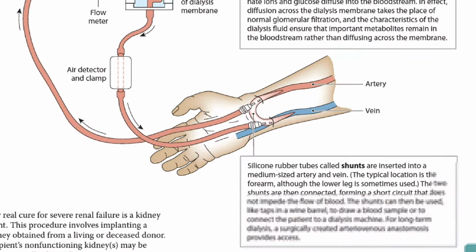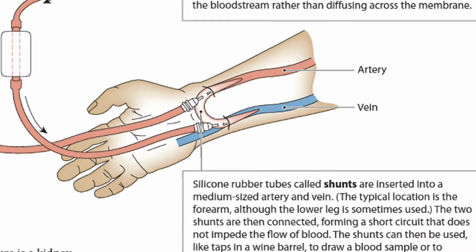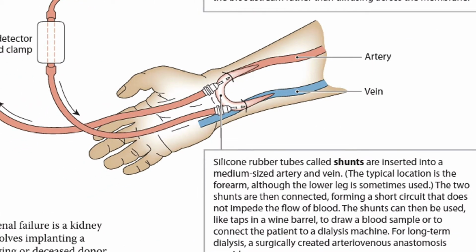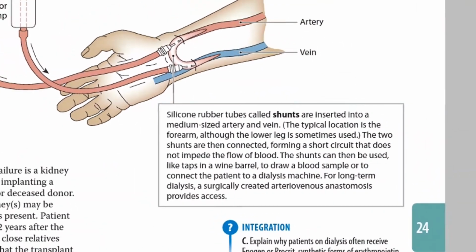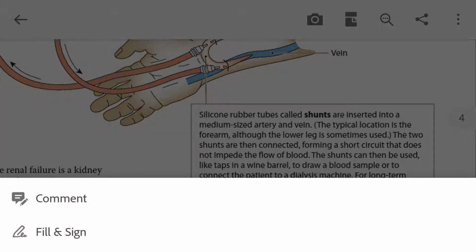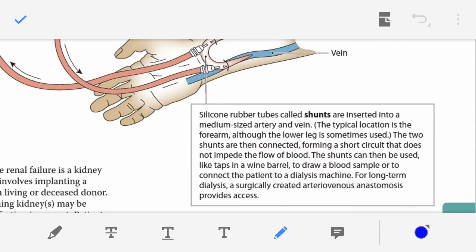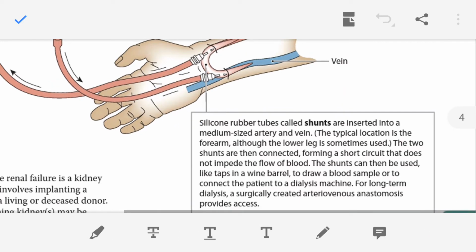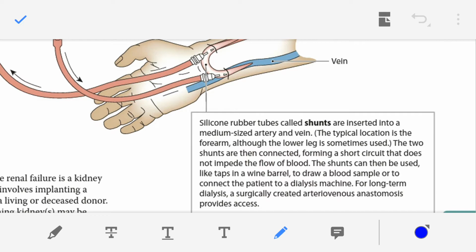Now see here, this is the patient's hand, and you can see the artery and vein. Between the artery and vein, you can see they have fitted the shunt. So what is the shunt? The shunt is actually a silicone rubber tube. This is the shunt they are showing, and the shunt is actually a silicone rubber tube.